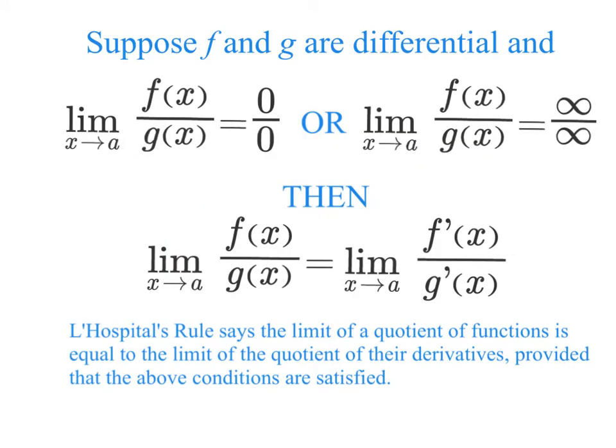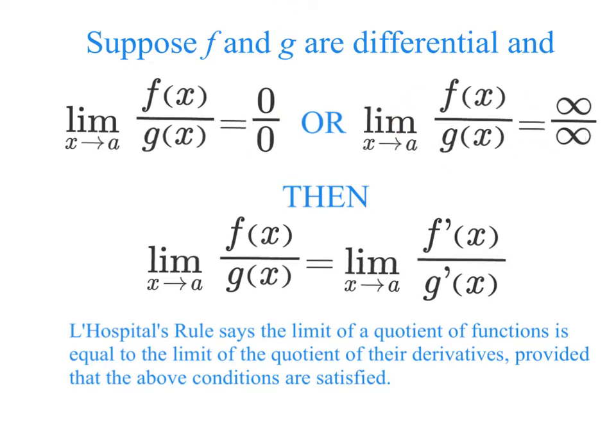Okay, so this rule says that suppose f and g are differentiable and the limit as x approaches a of f of x over g of x is equal to 0 over 0, or the limit as x approaches a of f of x divided by g of x is equal to infinity over infinity. Okay, so we've seen both of these cases before. We've seen a case where you have a 0 over 0, or call it indeterminate. We've also seen infinity over infinity.